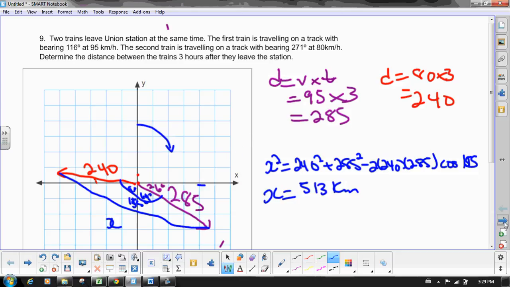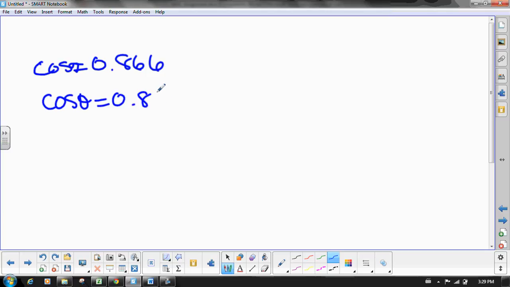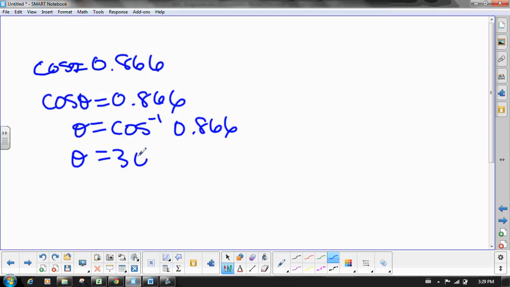Another thing I noticed on your assignment, Julia, is that when there was a question like, let's say cosine is equal to 0.866, you gave one answer only. So if I do cosine of theta equals 0.866, I'm just rewriting it, and then theta equals cosine to the -1 of 0.866. If you use your calculator, it's going to tell you that the answer is 30 degrees.